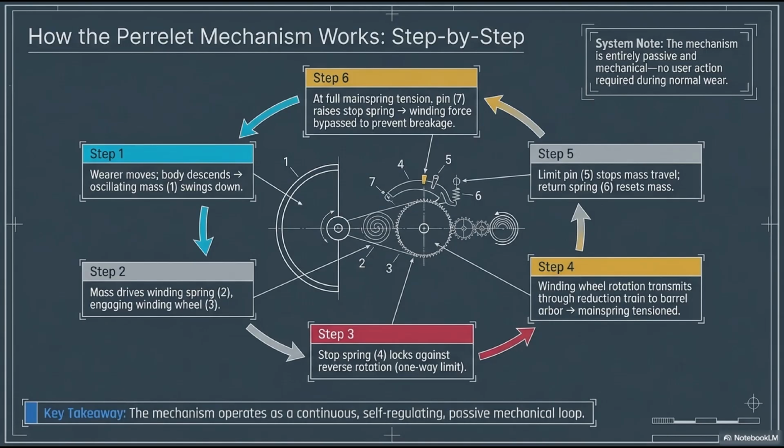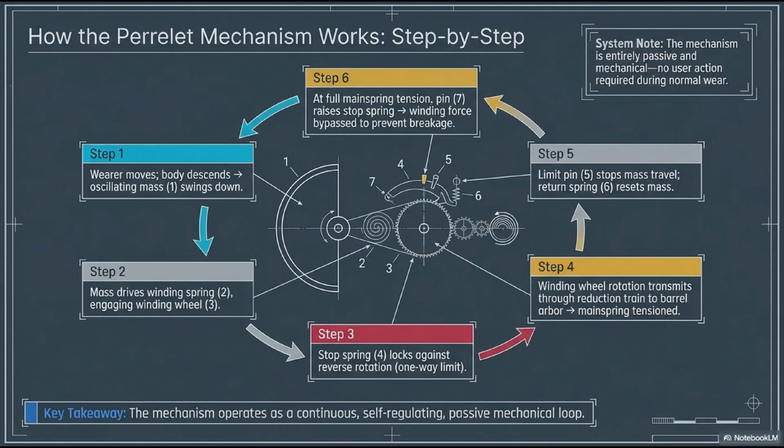It is entirely passive, the wearer does nothing but walk. In step 1, the wearer takes a step. The body descends, and the oscillating mass, item 1, swings downward due to inertia. In step 2, this downward mass physically drives the winding spring, item 2, which engages the teeth of the winding wheel, item 3.